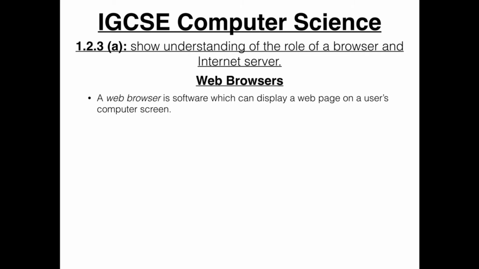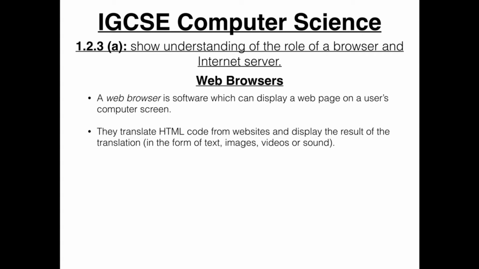A web browser is software which can display a web page on a user's computer screen. Web browsers include Google Chrome, Safari, Firefox, and Internet Explorer. They translate HTML code from websites and display the result of the translation in the form of text, images, videos, or sound. Text is what we usually see in a normal website, images as well, videos like on YouTube, or sound. And most web browsers have these features.